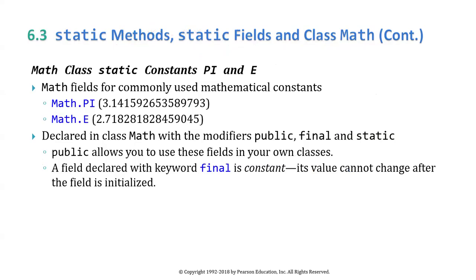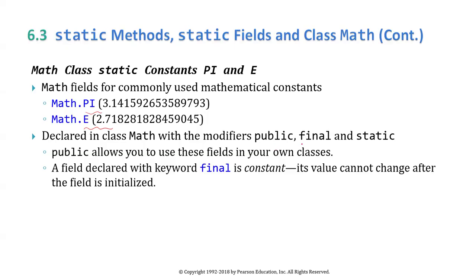So you will learn some more about the fields in the later sections. And okay, let's come back to the Math class, static constants pi and e. For example, we have mentioned some like log, sine, pi right there. And this is the Math field for pi and e. Those are their natural values that can be used for mathematical calculation. And those things are declared in class Math with the modifiers public final static.